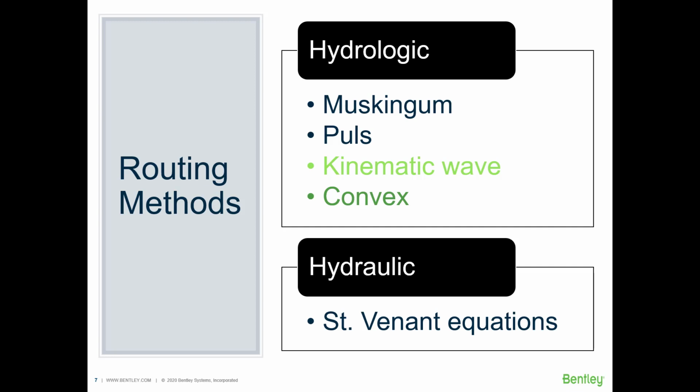As I mentioned, the SewerCAD gradually varied flow solver uses convex routing. Also, in the SWMM solver, you can route flows using a kinematic wave routing method, and there are other options as well. Hydraulic methods are based on the solution of the Saint Venant partial differential equations. The way they work is they analyze both flow and hydraulic grade simultaneously, and that's how we get the results.